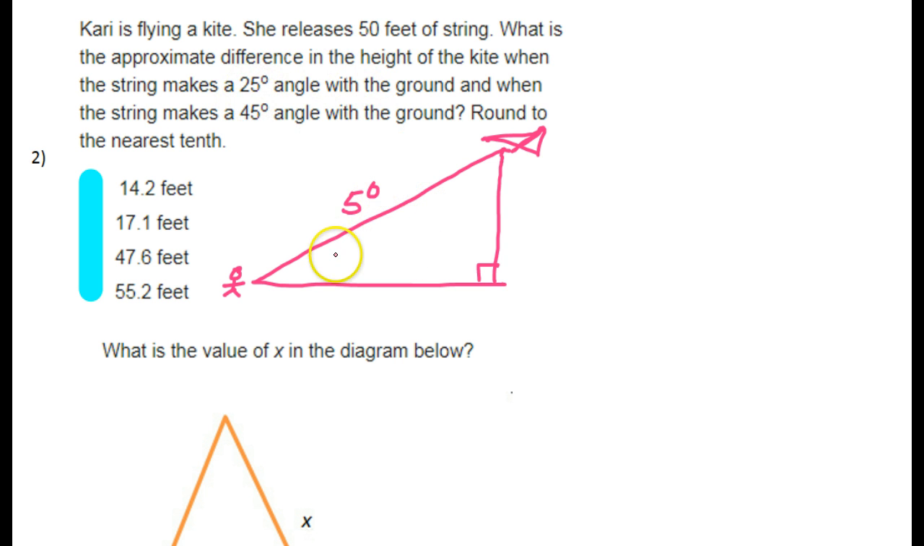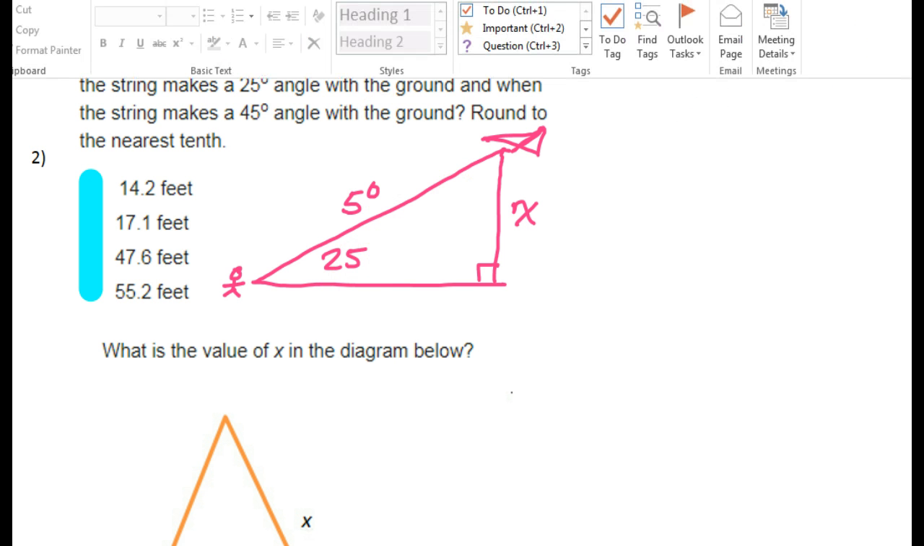Let's start off with a 25-degree angle. Let's find out what the height is going to be in that case. To do this, we're going to use what I call SOHCAHTOA. This just reminds us that sine is opposite over hypotenuse, cosine is adjacent over hypotenuse, and tangent is opposite over adjacent.